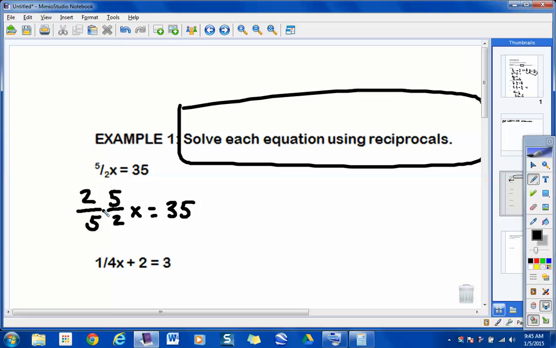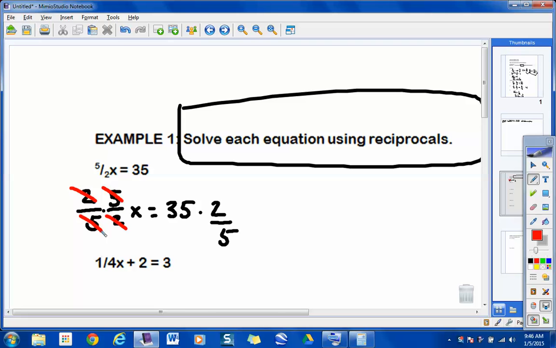Now check this out. This works because don't you really have a 2 over a 2 right here? What are they going to do to each other? They're going to cancel. How about this right here? Don't you really have a 5 over a 5? They're going to cancel, right? What are you left with on the left side? x equals 35 times 2/5.